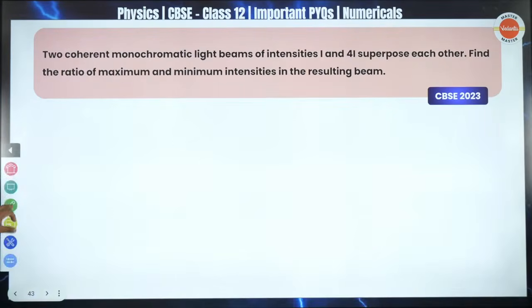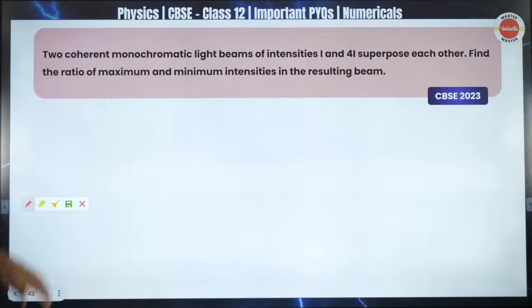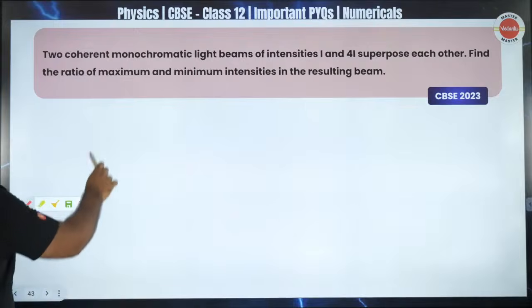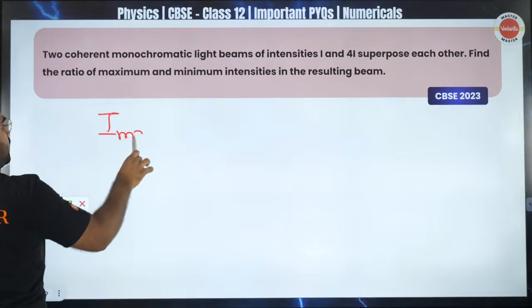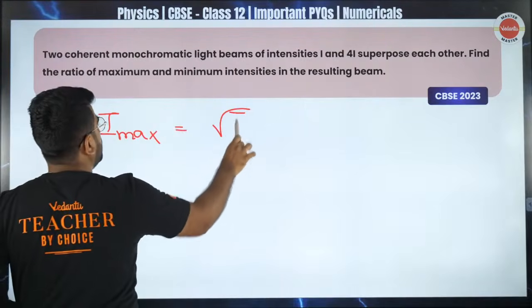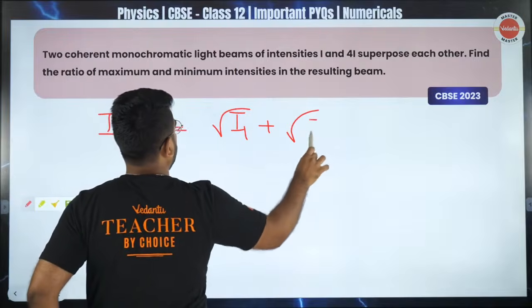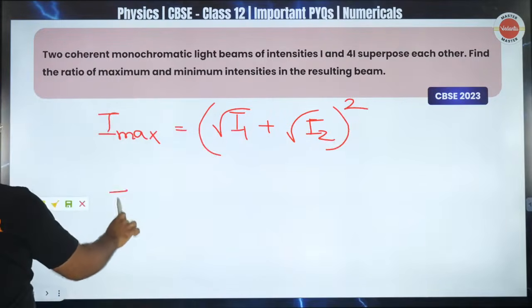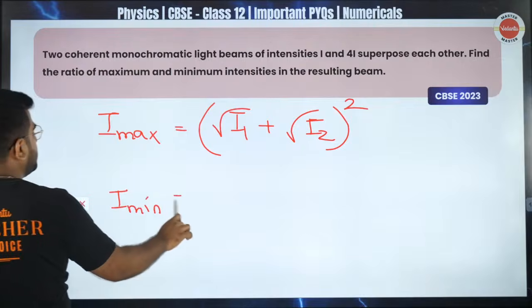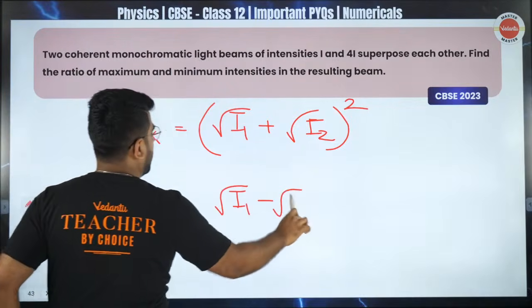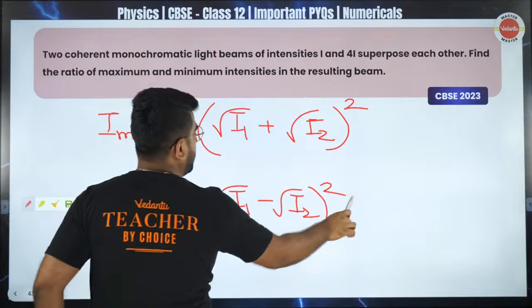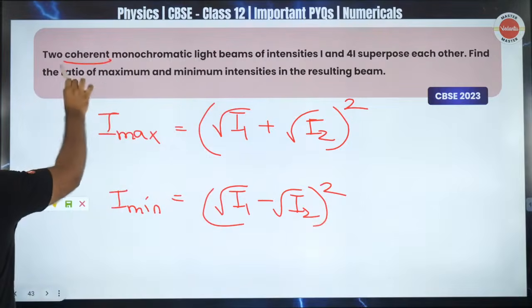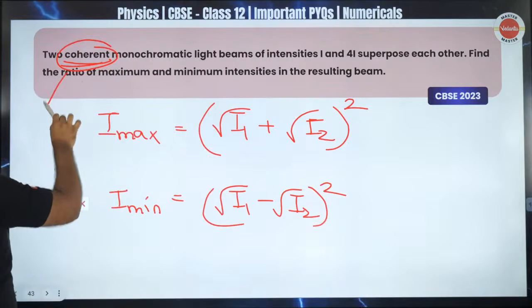Two coherent sources of intensities I and 4I superpose each other. Find the ratio of maximum and minimum intensity. Maximum intensity, I max, is equal to root I1 plus root I2 whole square. And I min is root I1 minus root I2 whole square. But this is only for coherent sources. Please note, this word is very important.